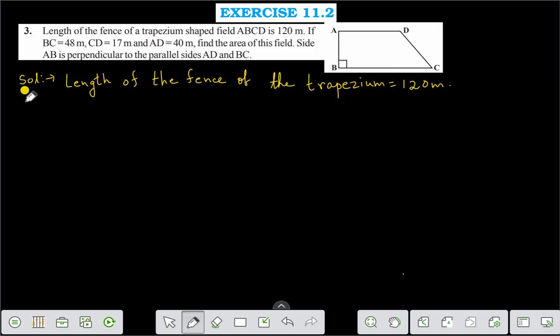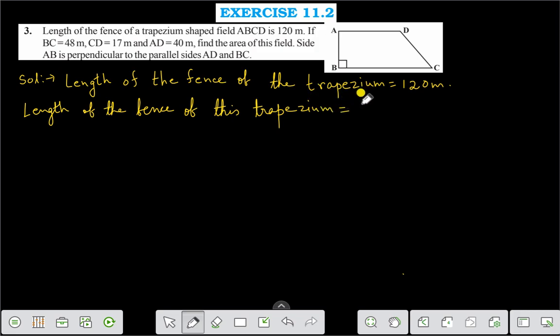Here, the length of the fence of this trapezium is equal to BC plus CD plus AD plus AB. According to the question, this will be equal to 120 meter.